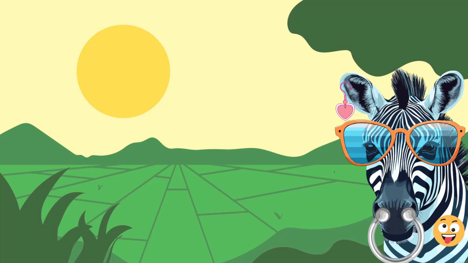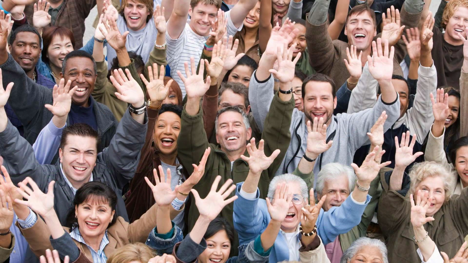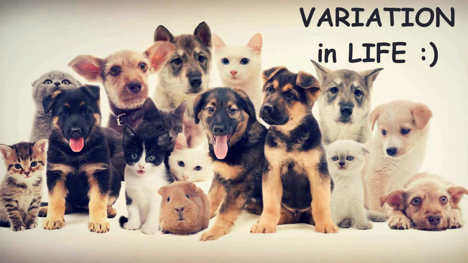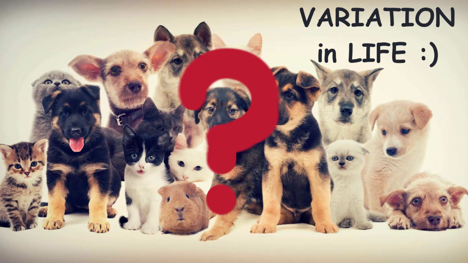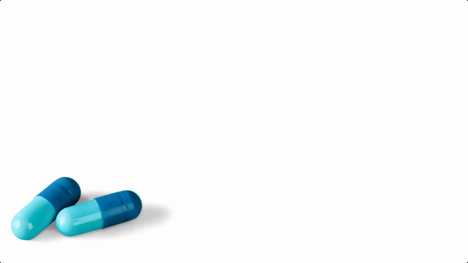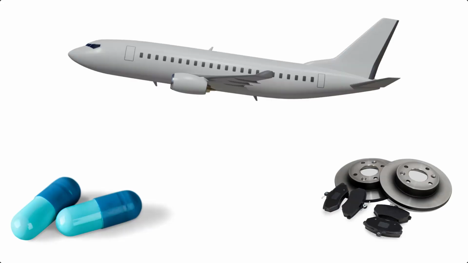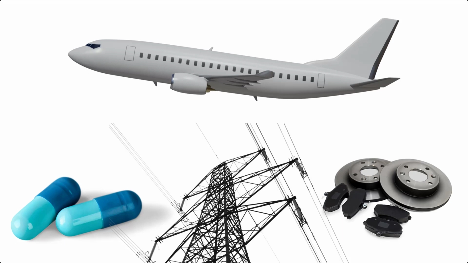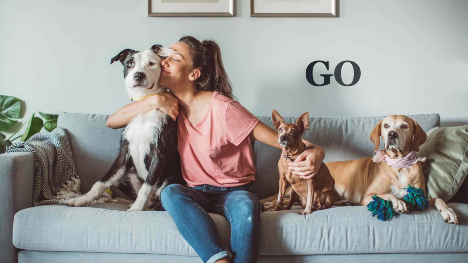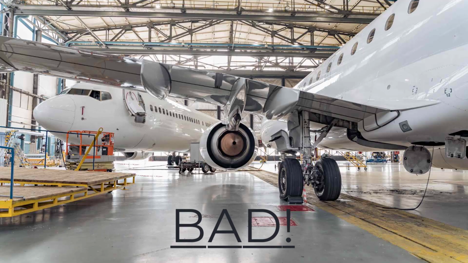You see, if every individual within a population was identical to every other one, life would be pretty boring. I mean, just think of the wonderful uniqueness of our own household pets. But when is variation actually a bad thing? Well, what about things like medicine, airplanes, car brakes, home electricity? Shouldn't these things be produced without variation? So variation is a good thing in certain aspects of life and a bad thing in other aspects of our life.